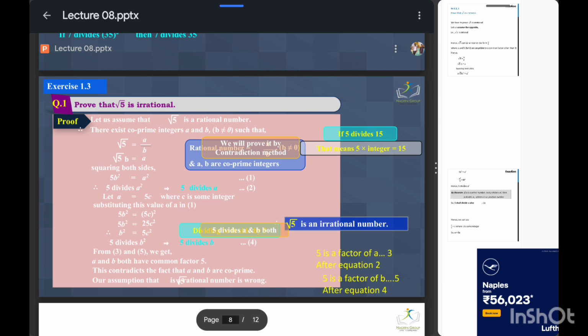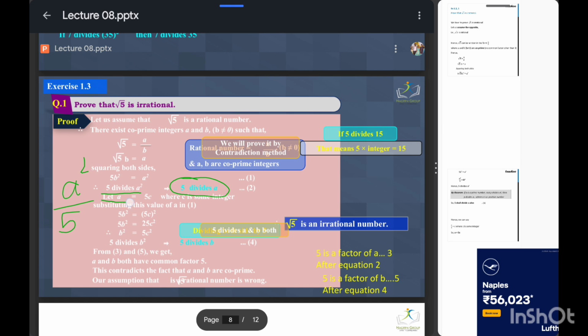So we will get 5 divides a square. Then 5 divides a square, you will get like this, students. It is written here, 5 divides a square, such that 5 divides a also. As per the theorem we can tell that 5 divides a. So a can be divisible by 5.